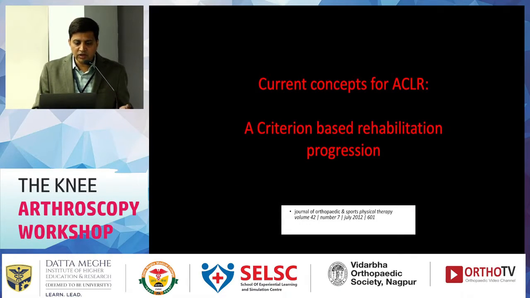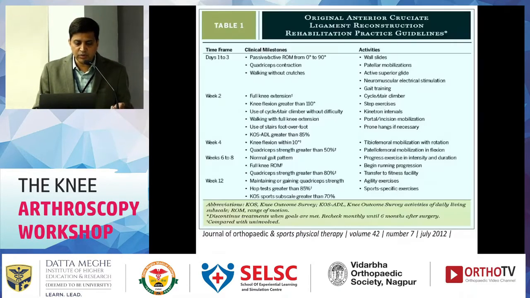Currently we use what is called criteria-based rehabilitation progression, and we all know this chart as to how we proceed with the ACL. In the initial 1 or 2 weeks, you need to start with getting a good range of movements up to 90 degrees, the quadriceps muscle, and walking without crutches can be done. Then at the second week, try to achieve full knee extension, get flexion of more than 110 degrees, and improve your quadriceps strength.